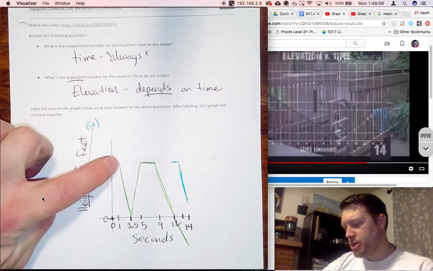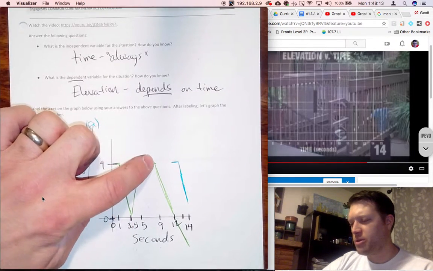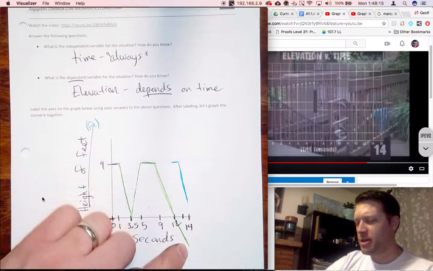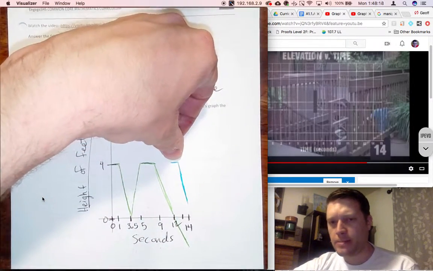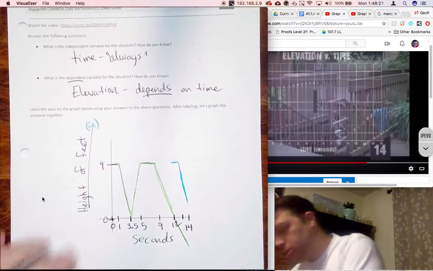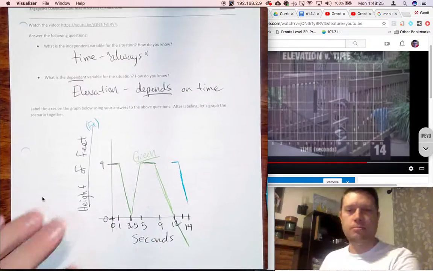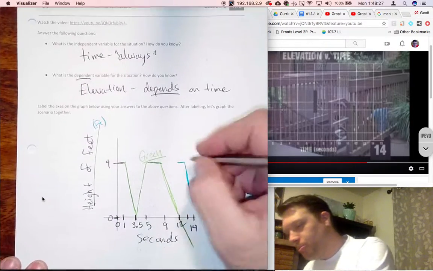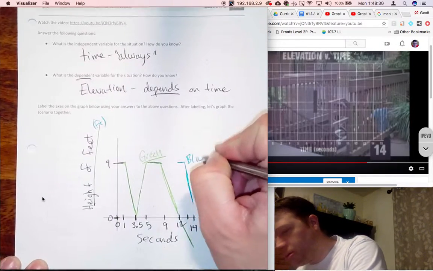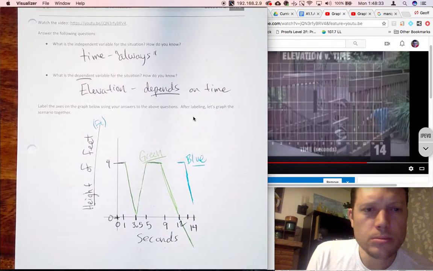For a second or so, descends the stairs, climbs the stairs, stays on the same level, descends the stairs, descends the second flight of stairs. Oh, and then this other guy pops in. Hello. And he goes down. Lines need labels. So green jacket man and blue shirt man. There we go. Let's check the answer out.